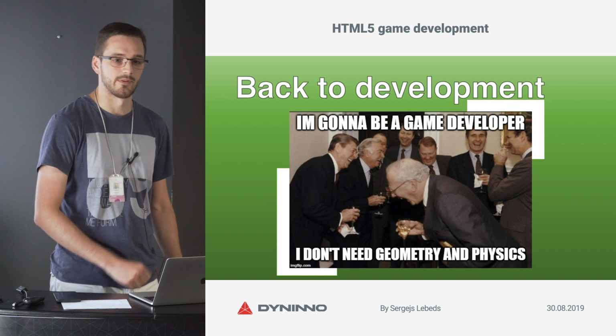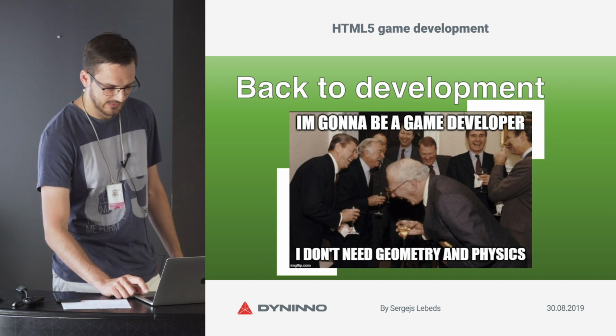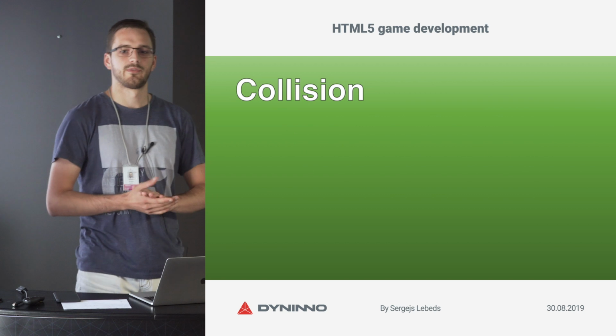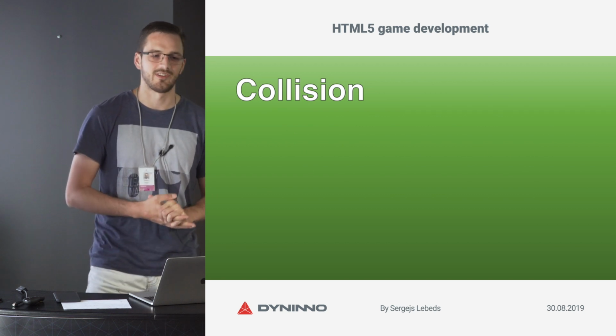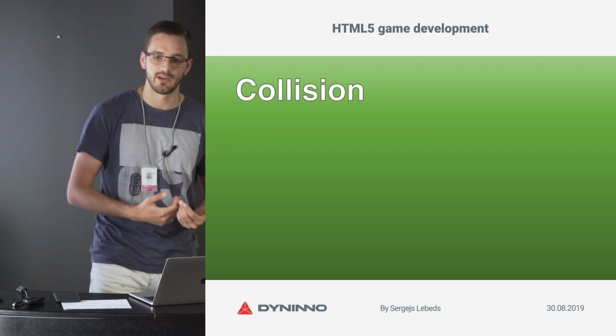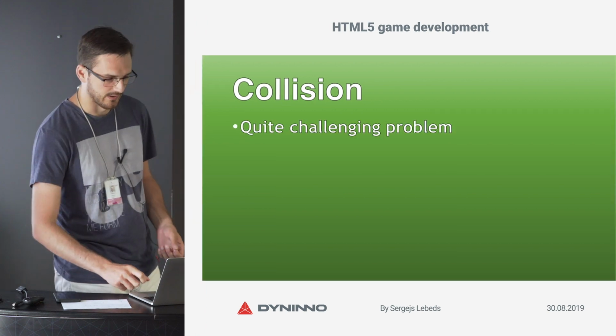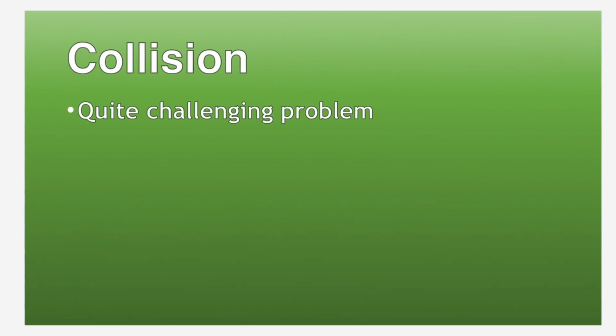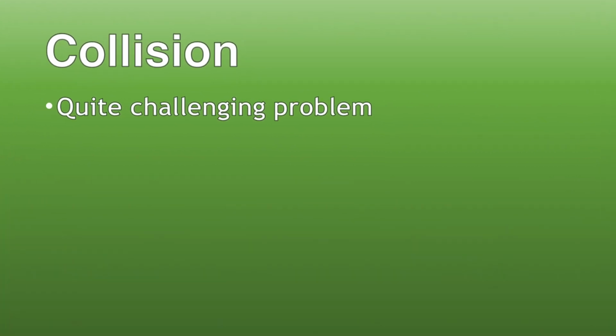So let's get back to the development. One of the main issues that comes to the game developer's mind is collision and collision detection. It is quite a challenging problem. It has its own underwater rocks, if you would like to put it like that. And for example, I will show you how to get a circle type object collision.